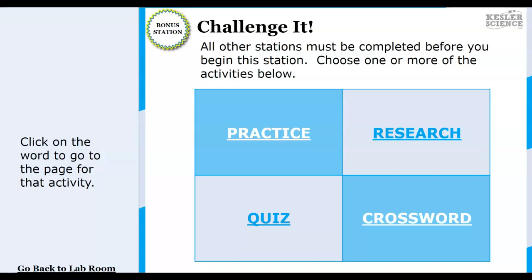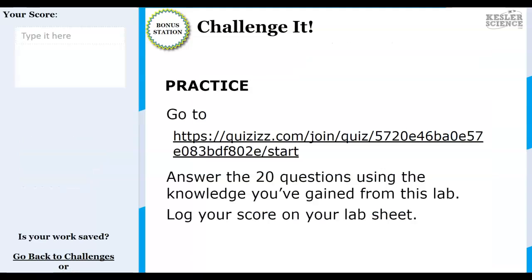Challenge it. You are required to do one of the challenges. Let's take a look at them. The first one is you can go to this quizzes and answer the 20 questions. Log your score on the lab sheet.